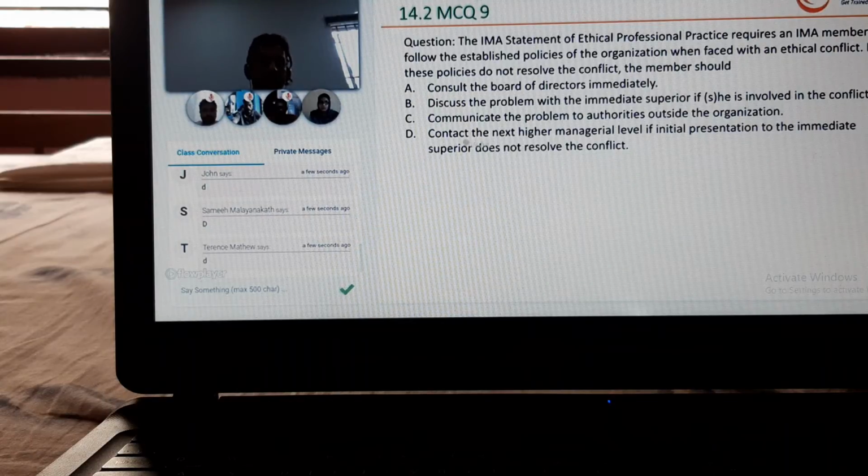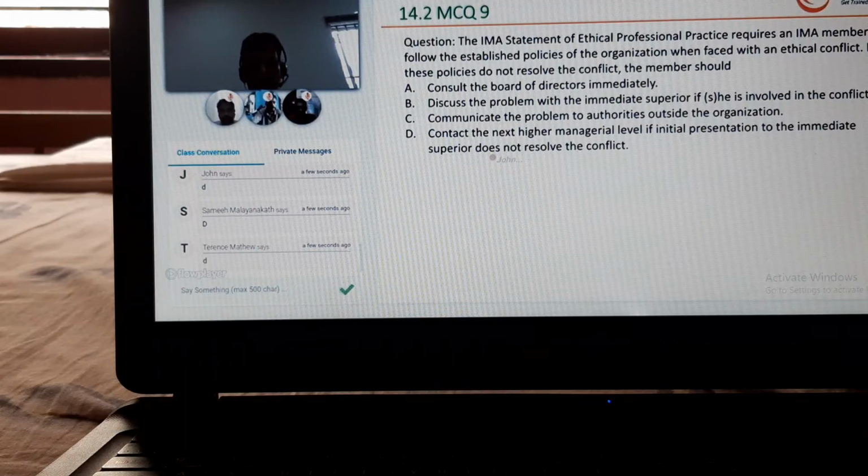Okay, you have given D as the answer, that's correct. When you come across any unethical issues, you should not ignore, you should actively seek to resolve it. You should first refer to the established policies of the organization, including the use of anonymous calling system. If these policies do not resolve the conflict, then you have the alternative actions. If none of the alternative actions work, the issue is not resolved, then you may consider even disassociating from the organization. Consult the board of directors immediately?